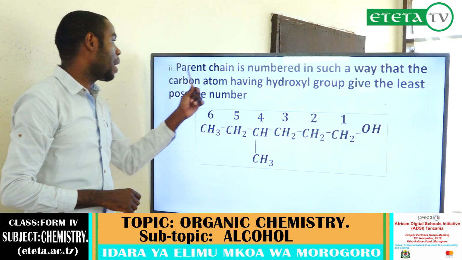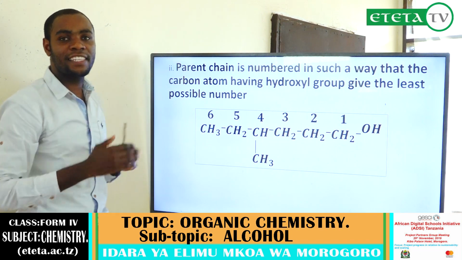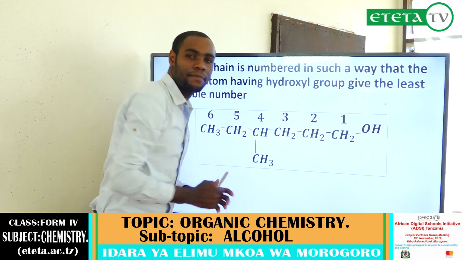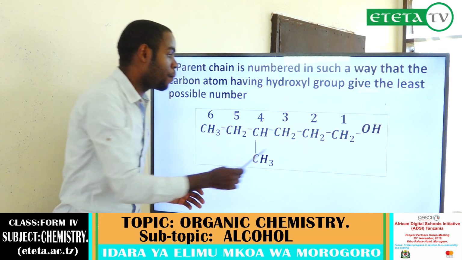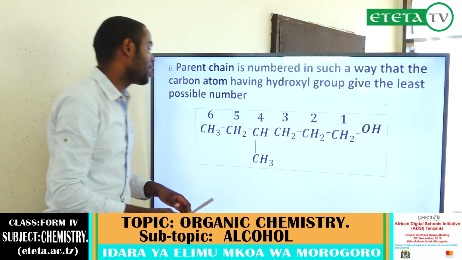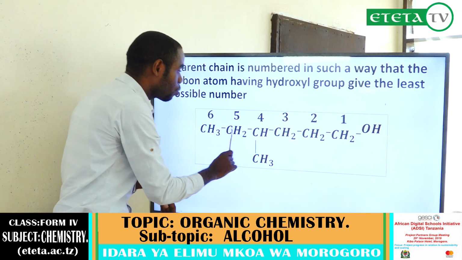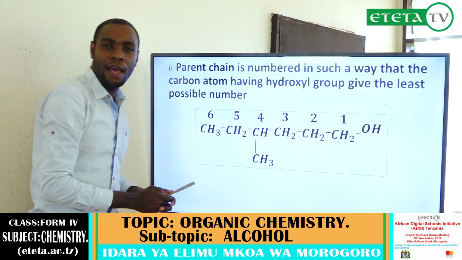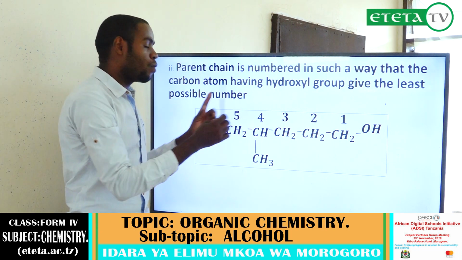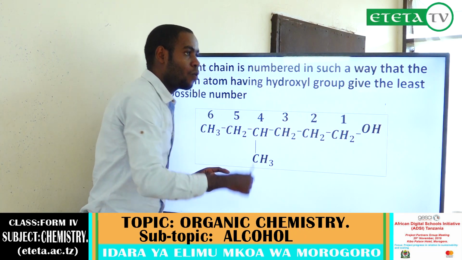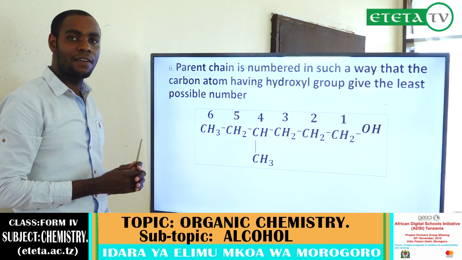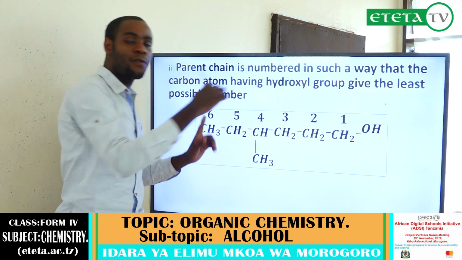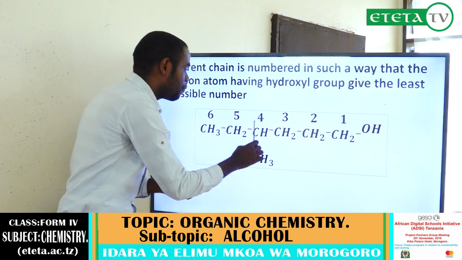Now, for numbering, you number from the end nearest the hydroxyl group. The hydroxyl group is on this carbon here. If you start from left to right, it will be 1, 2, 3, 4, 5, 6, and the hydroxyl group is on the 6th carbon. But if you start from right to left, it will be 1. So 1 is smaller than 6. For that case, numbering will start from right to left. It will be 1, 2, 3, 4, 5, 6.